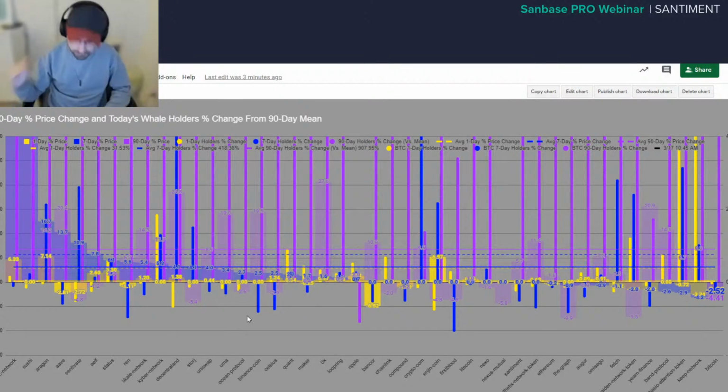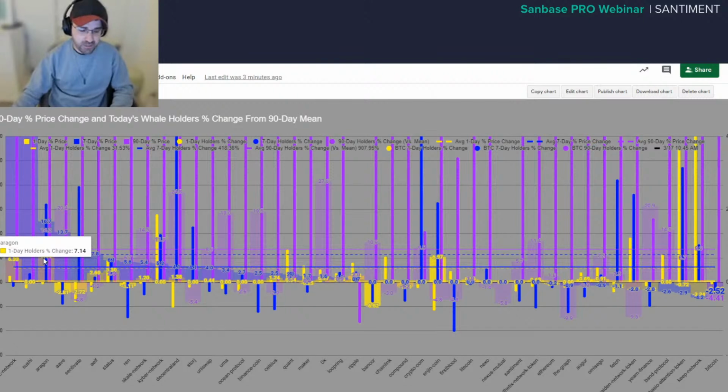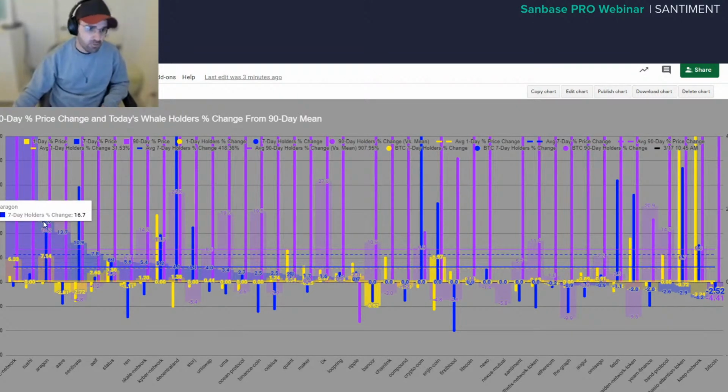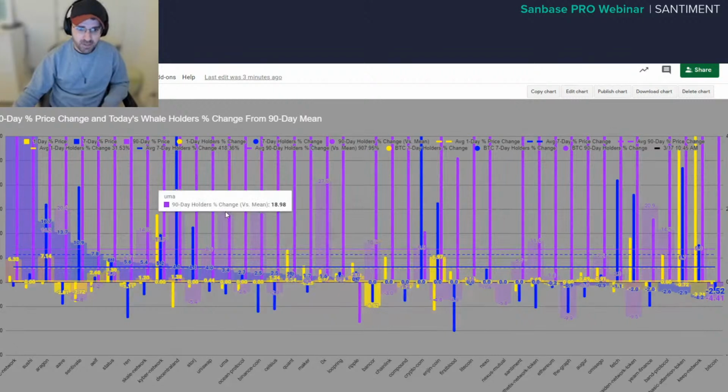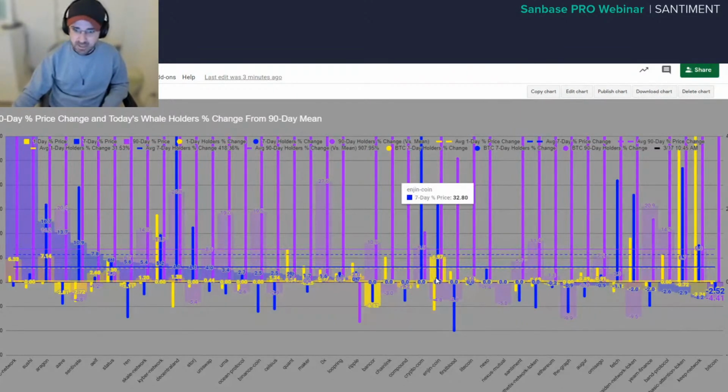All that being said, we're looking at the percent changes over time. The yellow bars here reveal the 1 day percent change in the total number of these whales for each designated rule of thumb, depending on the asset. The blue bars are the 7 day holders change, and the purple bars are the 90-day change. You'll also notice these skinnier columns, and that's the price change. It looks like a lot is going on here, but all of these lines and columns have a distinct purpose.